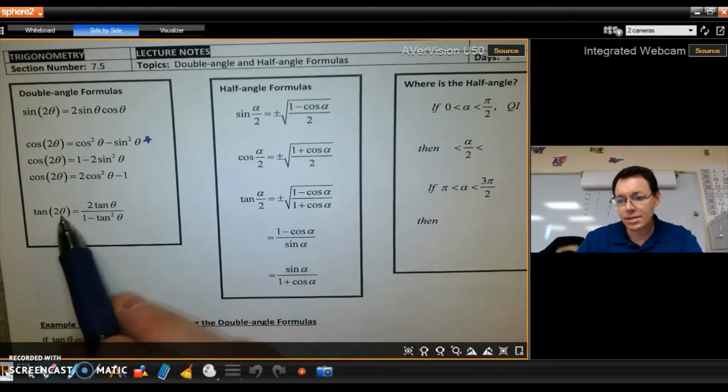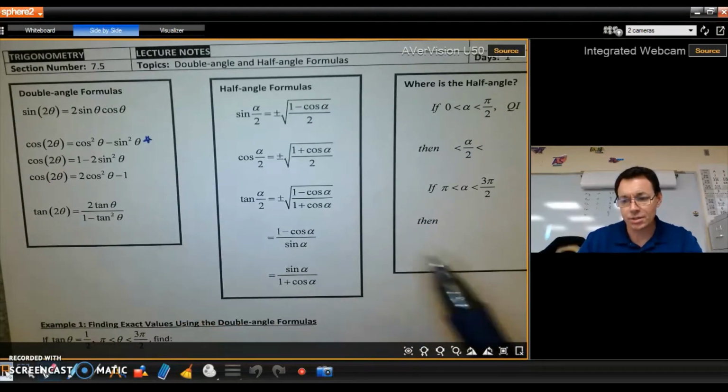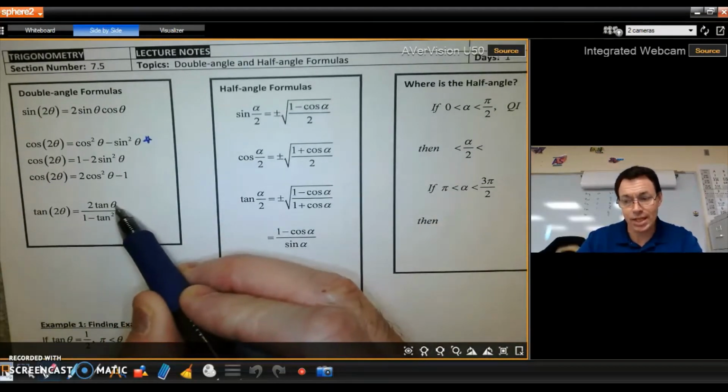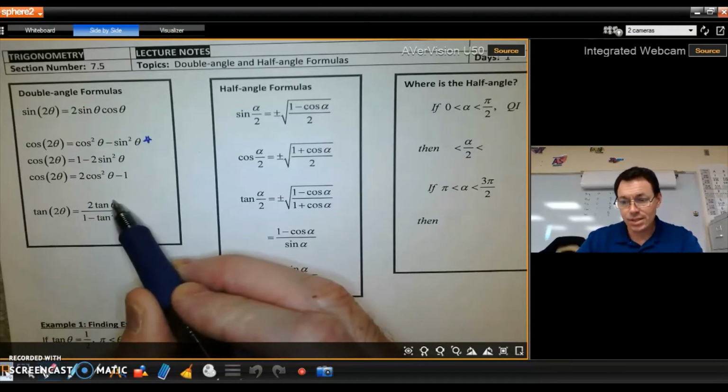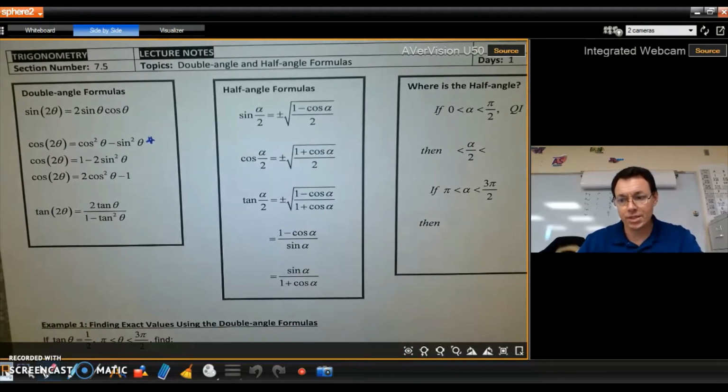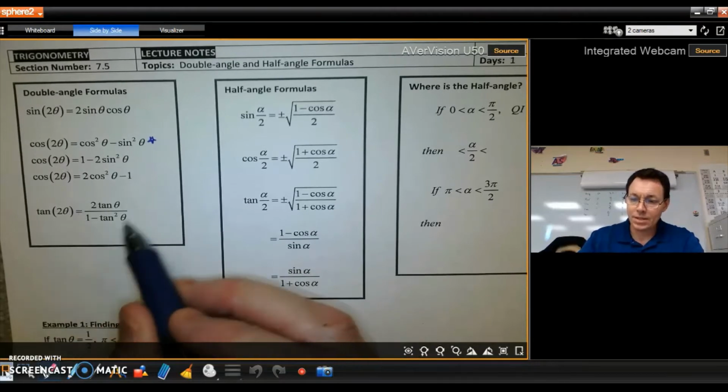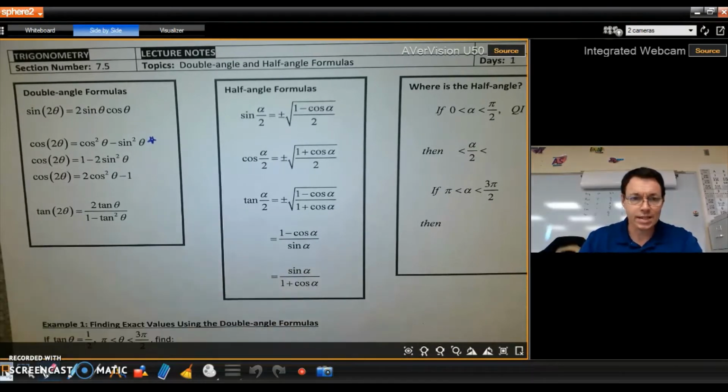Okay, and then this is the double angle formula for tangent. It's 2 times the tangent of the angle. Again, this is the original angle theta that we know things about, and then that's going to tell us the tangent of an angle twice that size.